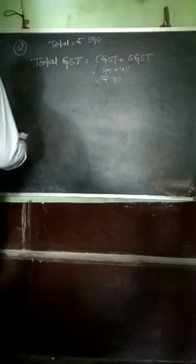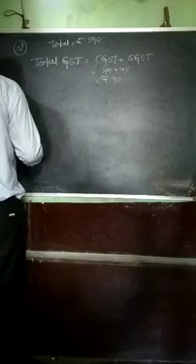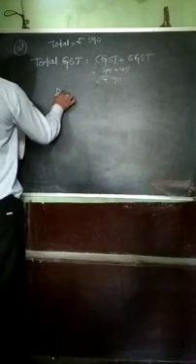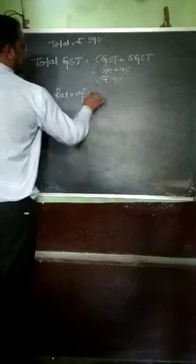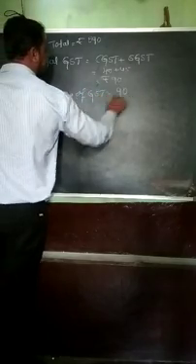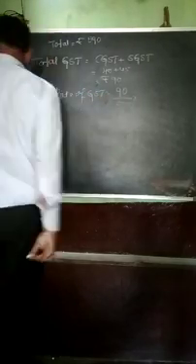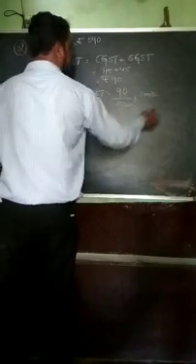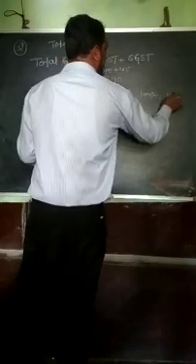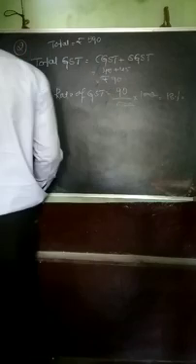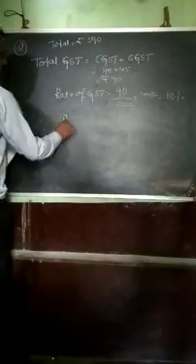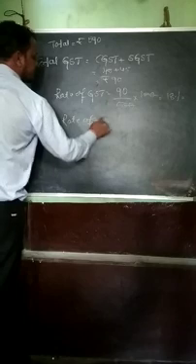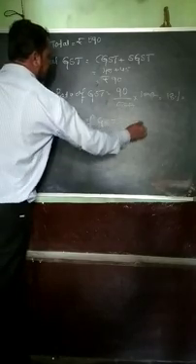And the rate of GST is given. See here, the rate of GST is equal to 90 divided by 500 into 100. See here, 18%. Therefore, the rate of GST is equal to 18%.